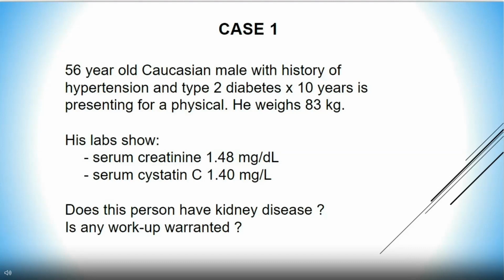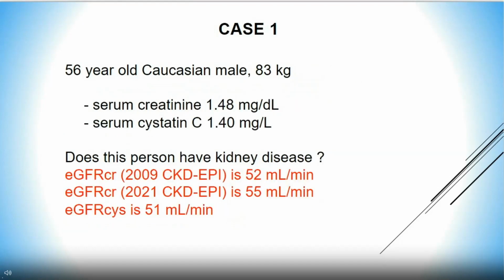So we're going to calculate the GFRs to be able to answer this question. So the eGFR using creatinine with the old equation was 52, with the new equation was 55. This person is Caucasian, so the new equation without race, the 2021 CKD-EPI, shows an eGFR by creatinine slightly higher. And then the eGFR by cystatin C was 51, so pretty much in agreement, within 4 points of each other.